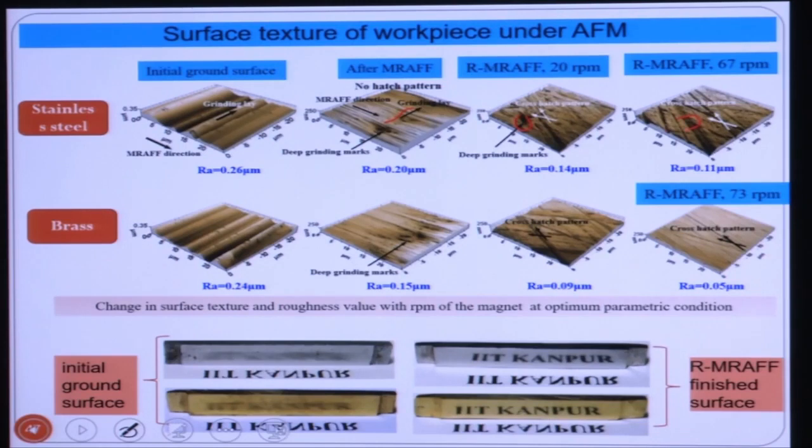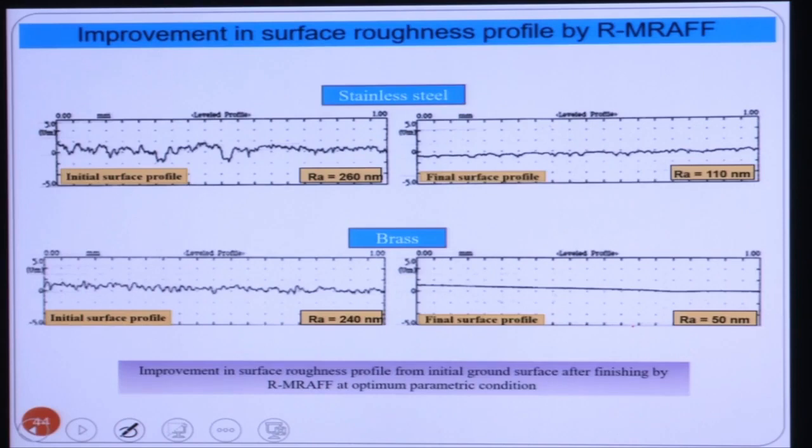Similar case for brass also, you can see these surface undulations are there. So these deep grinding marks are there in the MRFF process without rotation. With rotation, you can see we got 0.09 at 20 RPM and 0.05 micron at 67 RPM. So these are the initial ground surfaces for stainless steel and brass. Now you can see after finishing, this component is reflected for steel and for brass also. So these are the initial surface roughness profile and final surface roughness profile.